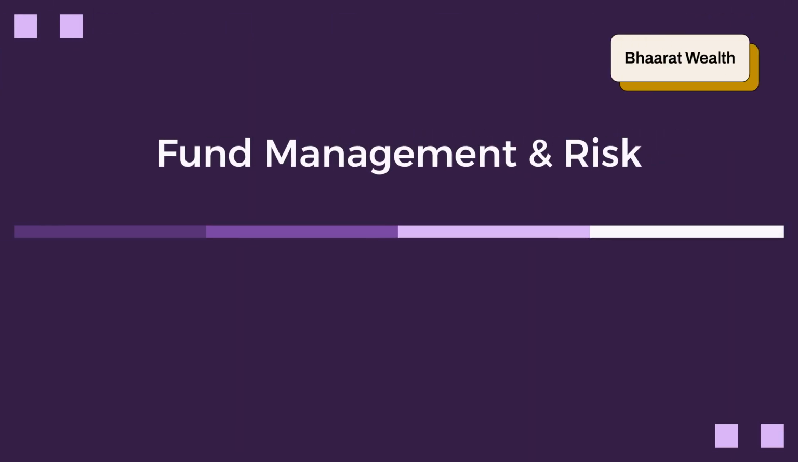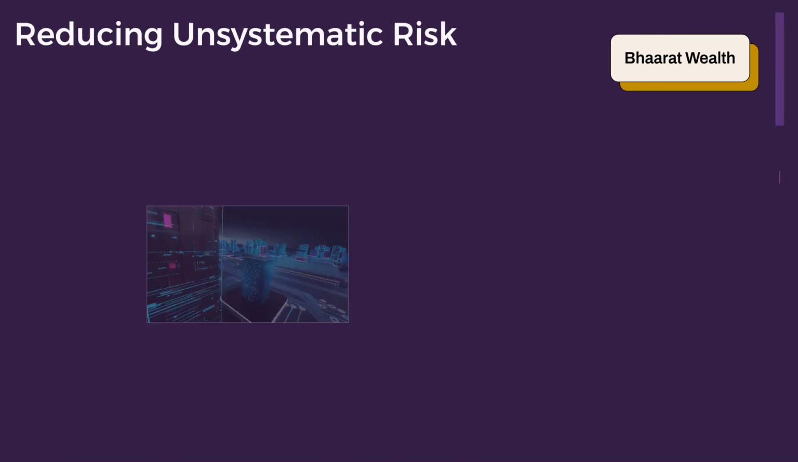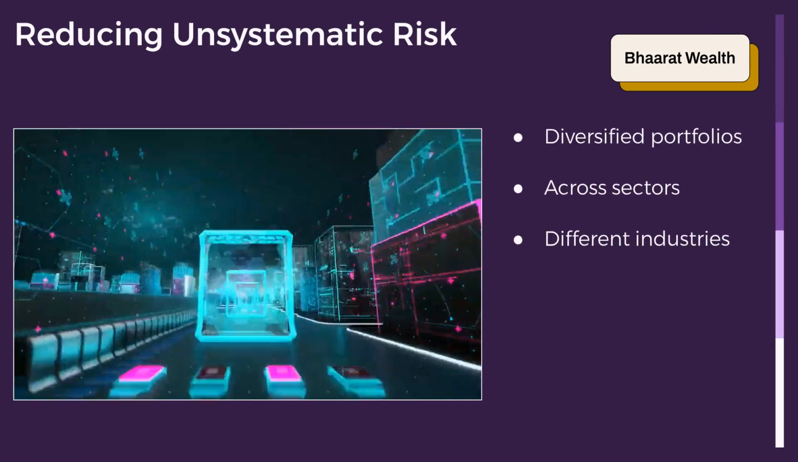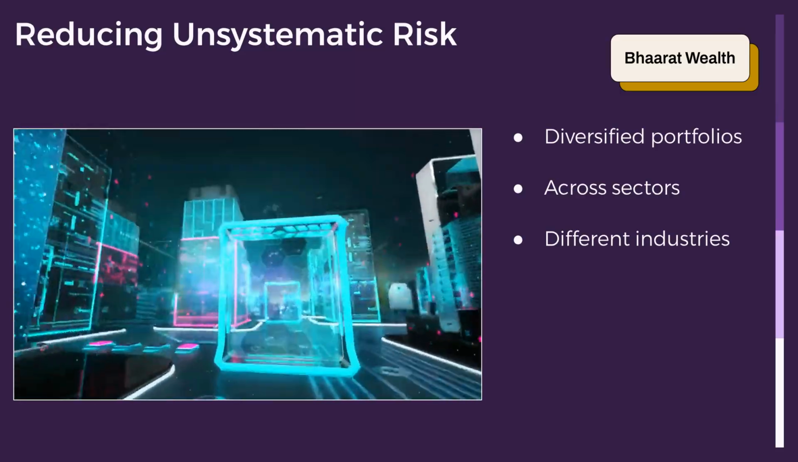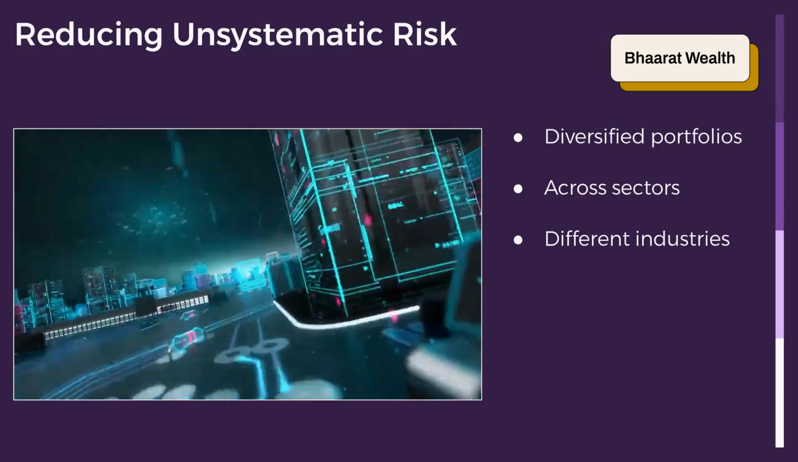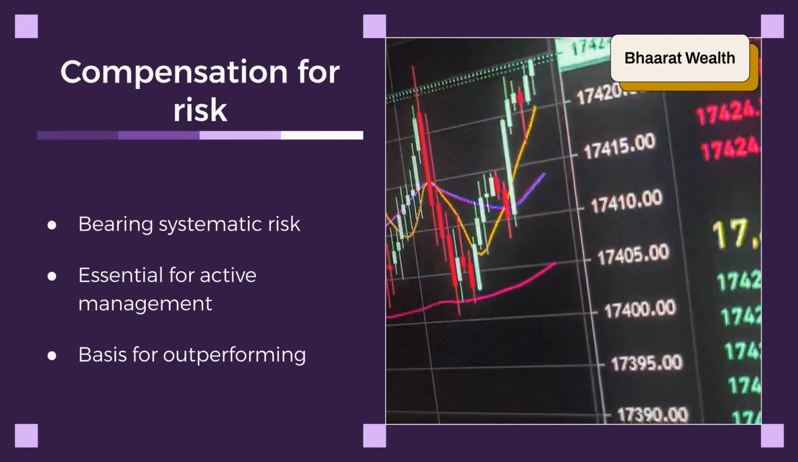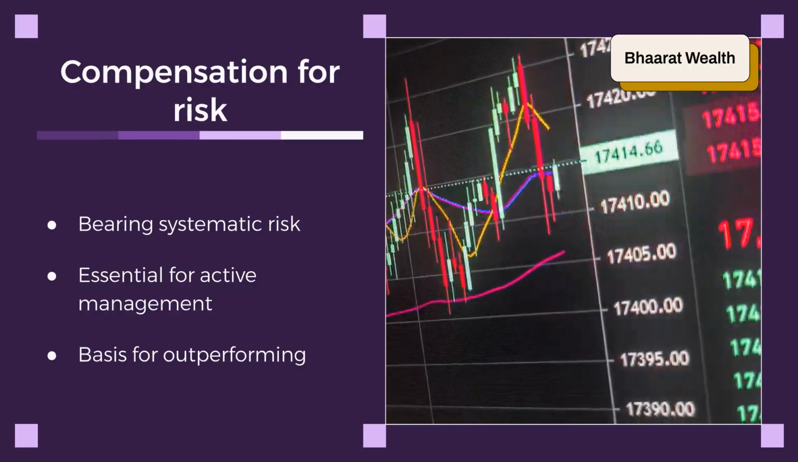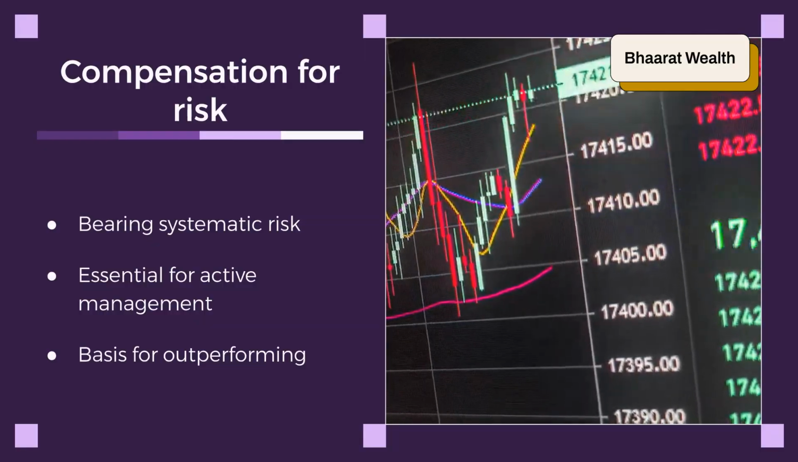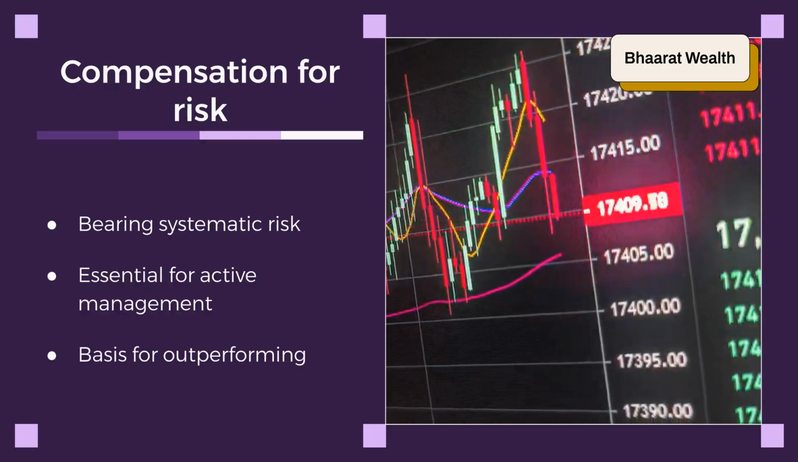How do fund managers handle these two types of risk in practice? Fund managers actively reduce unsystematic risk by constructing highly diversified portfolios, which is a core principle of good investment management. Finance theory dictates that investors are compensated only for bearing systematic risk. Active fund management involves taking calculated, unsystematic risks to outperform benchmarks.